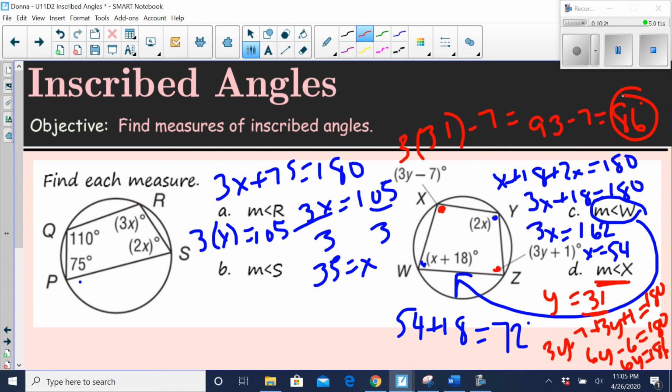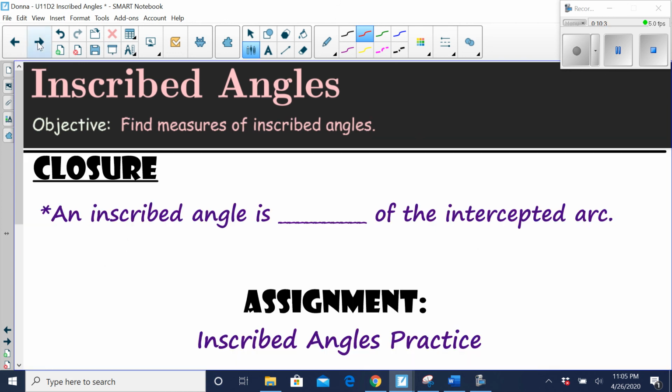Okay? All right, so for today, it says an inscribed angle is blank of the intercepted arc. It's going to measure half of the intercepted arc.